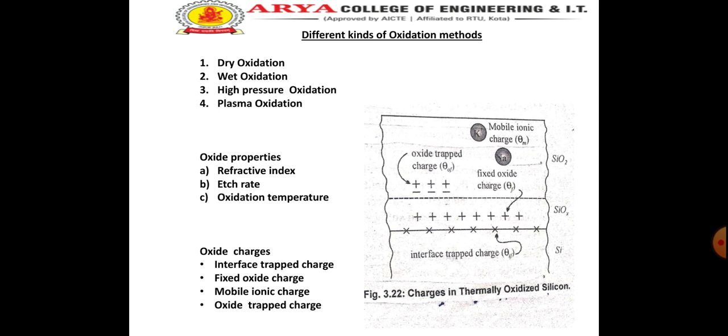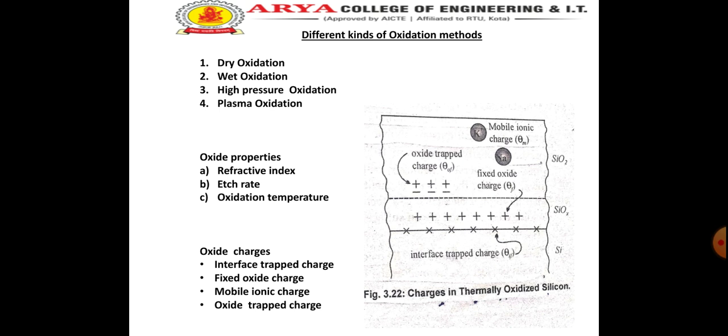Fixed oxide charges. The fixed oxide charge is located in the oxide within approximately 30 angstrom of SiO2 interface. Mobile ionic charges. The mobile ionic charge Q_IM is attributed to alkali ions such as sodium, potassium, and lithium in the oxide, as well as negative ions and heavy metals. The alkali ions are mobile even at room temperature when electric fields are present.